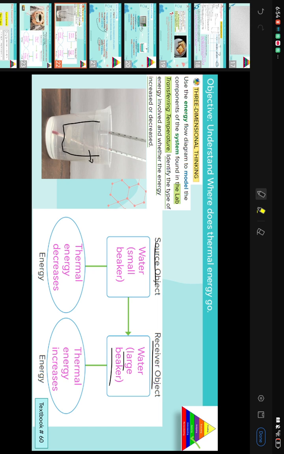If the small beaker releases energy, it will keep losing energy. So we say its thermal energy decreases until it reaches thermal equilibrium. But the receiver object, which is the large one, keeps gaining and absorbing energy. So we say its thermal energy increases in this way.